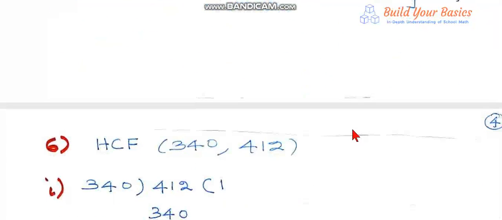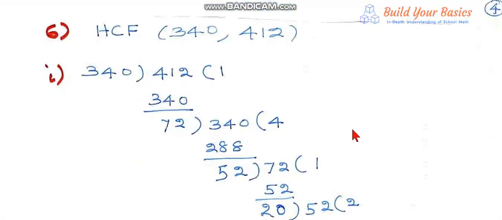Then question number 6. We have to use Euclid's division algorithm to find the highest common factor, HCF, of. There are 4 subdivisions. First subdivision, HCF of 340 and 412. We have to use division algorithm. Of these two numbers, 412 is the bigger number. So divide the bigger number 412 by the smaller number 340.